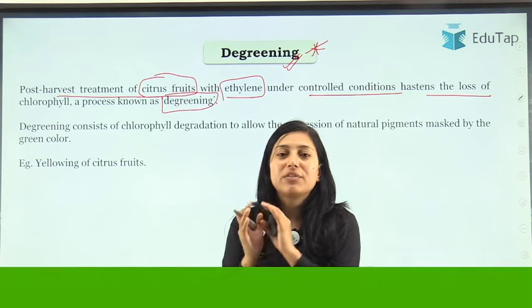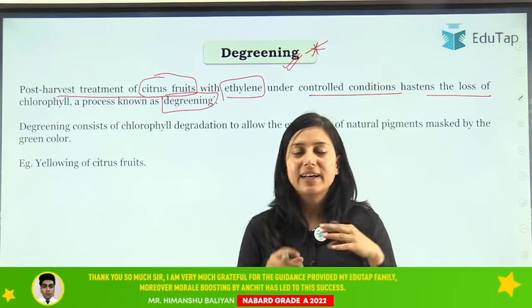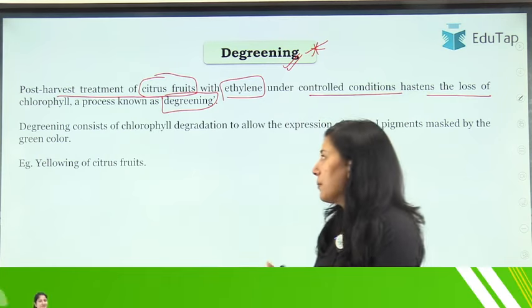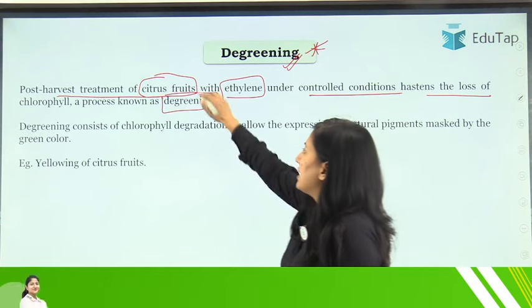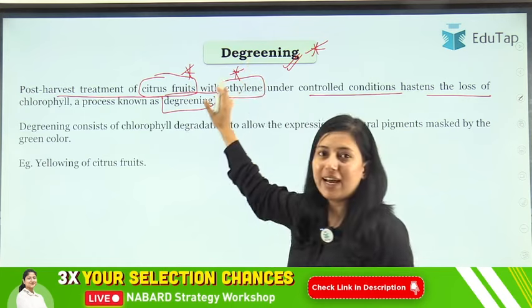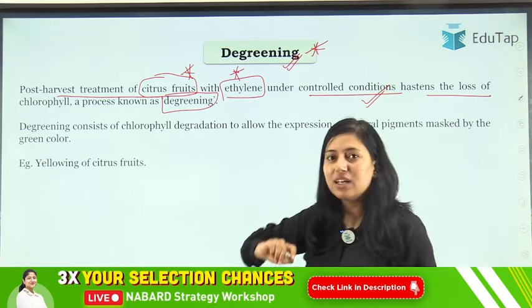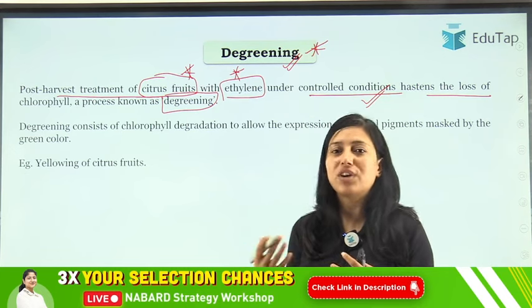So what are we doing? We are going for degreening, which means we are reducing the chlorophyll content and making the color of the produce uniform. Okay? So that is your degreening. Now from here you must remember that degreening is done in citrus fruit and it is done with the help of ethylene, and they are kept in controlled environment conditions, right? So that the chlorophyll content can get removed fast.